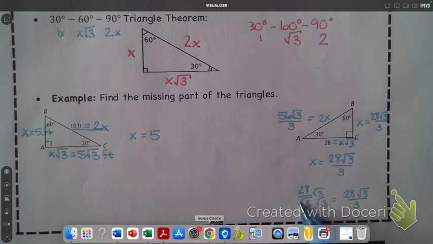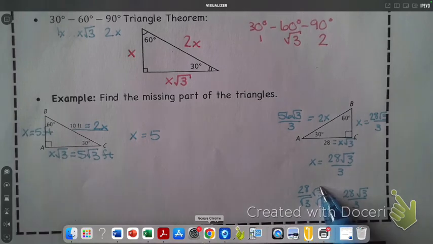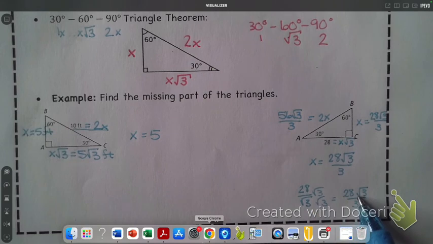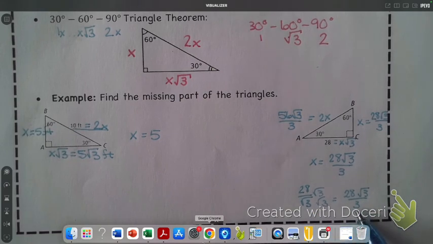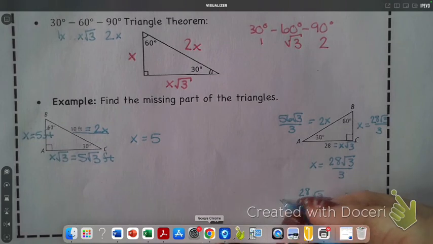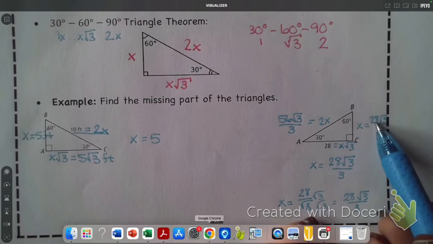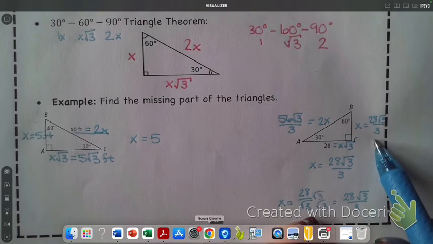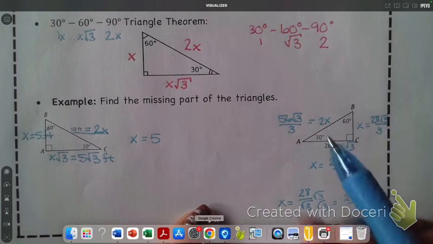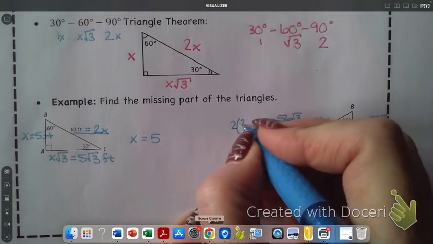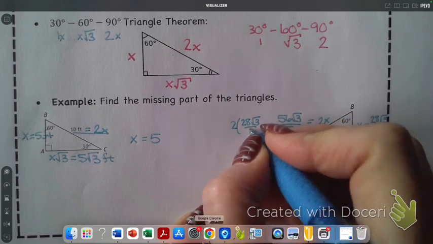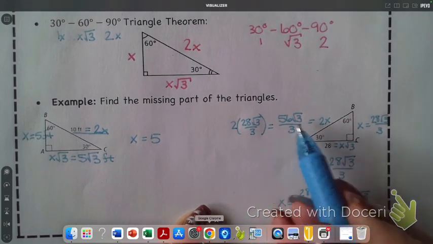Okay, and I can't leave that square root of 3 in the denominator. So I have to multiply by square root of 3 over square root of 3, which is just 1, so it doesn't change the value, it just makes it look different. So I have 28 square root of 3, and the square root of 3 times the square root of 3 is 3. So this is x, which equals 28 square root of 3 over 3. And this side is 2x, so you take 2 times 28 square root of 3 over 3, which equals 56 square root of 3 over 3.